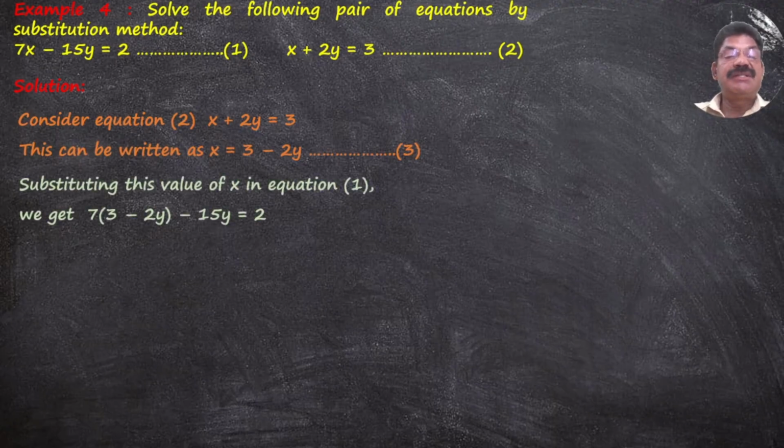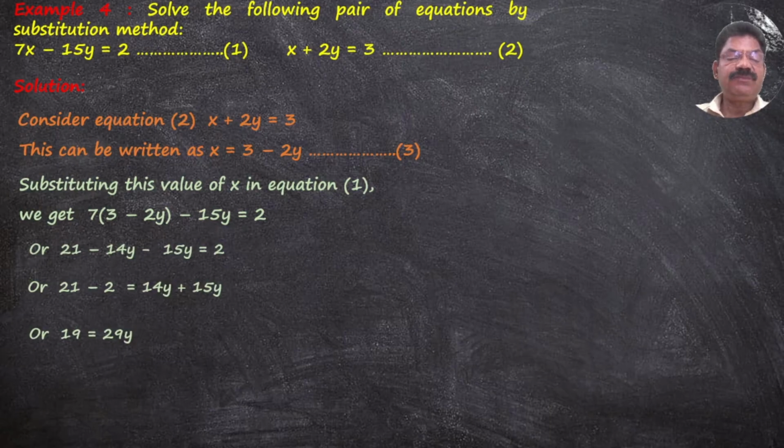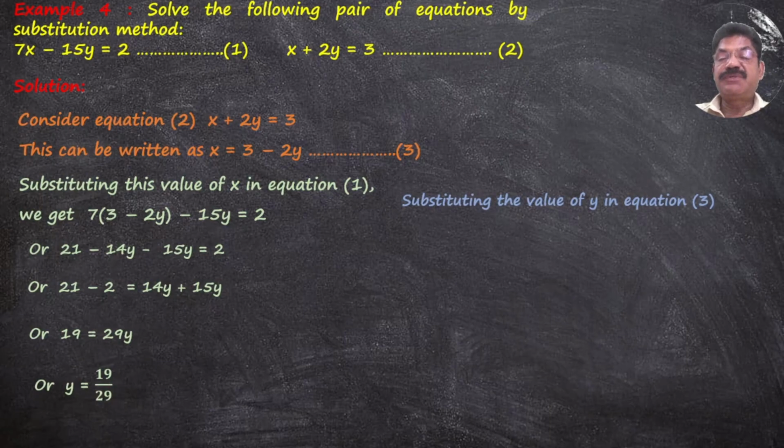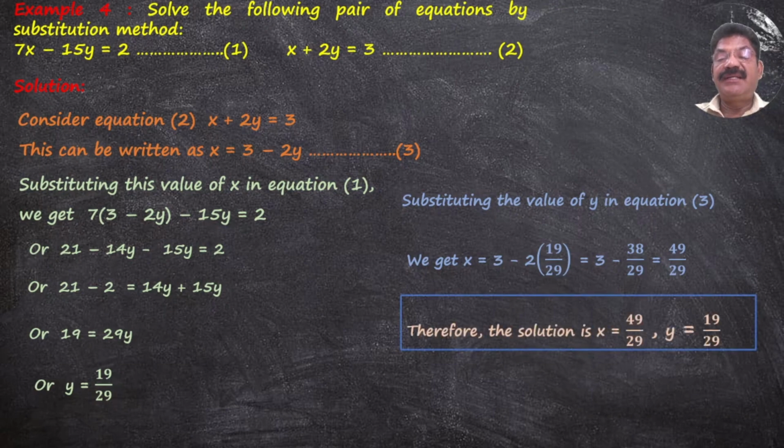Next, substituting this value of x in equation 1, we get 7 into (3 minus 2y) minus 15y is equal to 2, or 21 minus 14y minus 15y is equal to 2. When you reduce this, you get y is equal to 19 by 29. So, second step is also over. Now, we go to the third step. Substituting the value of y in equation 3, we get x is equal to 3 minus 2 into 19 by 29, which is equal to 3 minus 38 by 29, which is equal to 49 by 29. Therefore, the solution is x is equal to 49 by 29 and y is equal to 19 by 29.